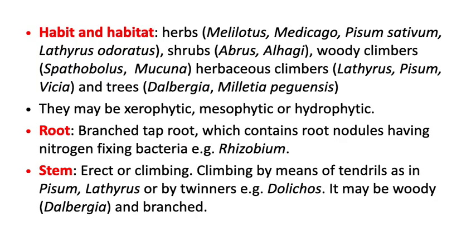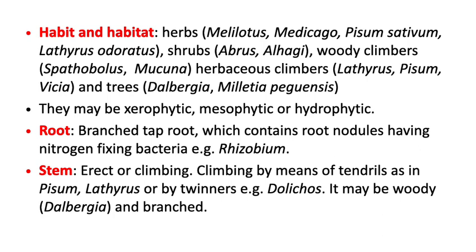Now we will study the vegetative characters of the family. First, the habit and habitat. It includes herbs like Melilotus, Medicago, Pisum sativum, Lathyrus odoratus, shrubs like Abrus, woody climbers like Spatholobus, Mucuna, herbaceous climbers like Lathyrus, Pisum, Vicia, and trees, for example, Dalbergia, Millettia. The plants may be xerophytic, mesophytic, or hydrophytic.